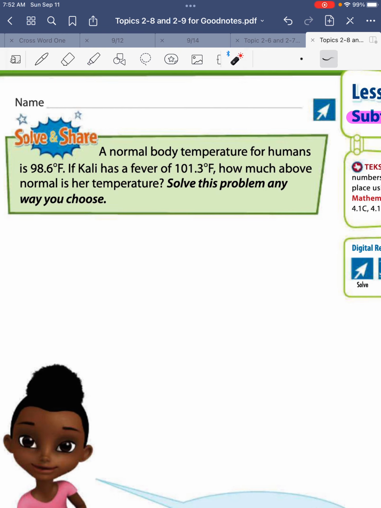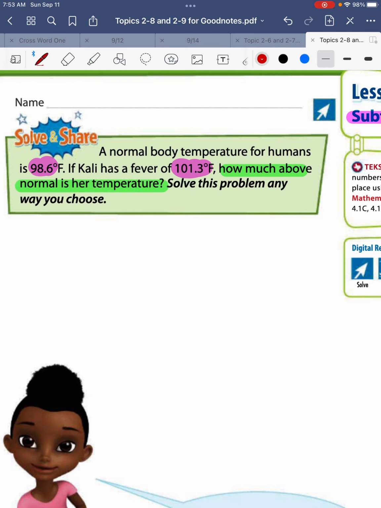It says a normal body temperature for humans is 98.6 Fahrenheit. If Callie has a fever of 101.3 Fahrenheit, how much above normal is her temperature? They're telling us that normal body temperature is 98.6, and they're saying if Callie has a fever of 101.3 Fahrenheit, they're asking how much above normal is her temperature.